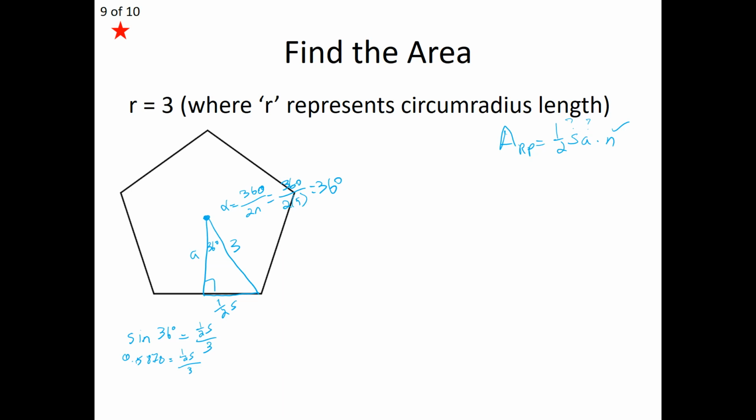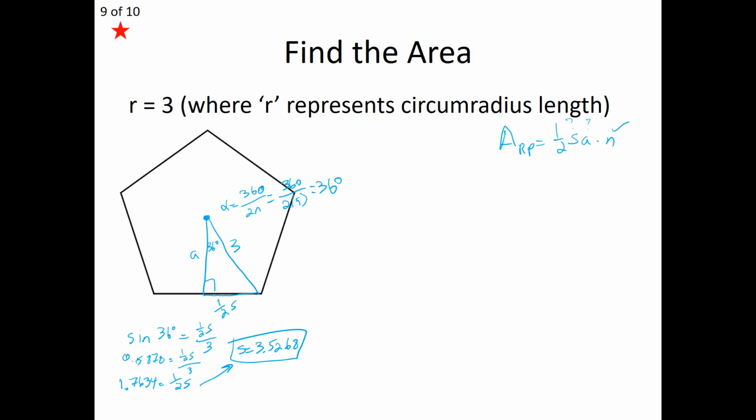I'm going to multiply both sides by 3. I get then 1.7634, which is equal to then half of our side length, and then multiply both sides by 2, and I get my side length to be 3.5268. And the reason why I'm keeping so many decimal places is just for accuracy. I'll round my area at the very end.